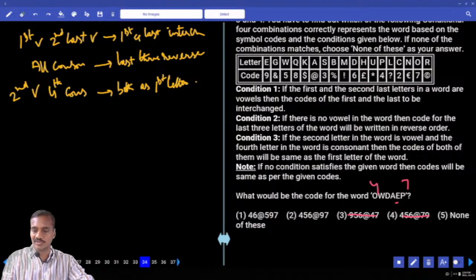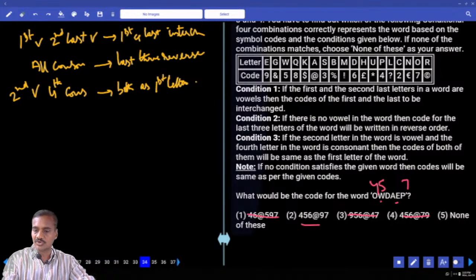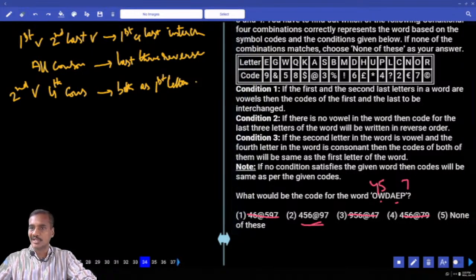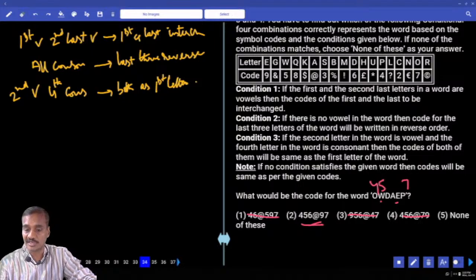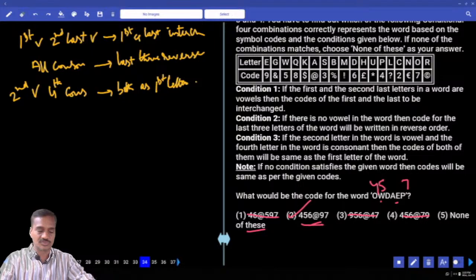Now we are left with the remaining. The second element is W. What is the code for W? 5. So we have 4, 5, 7. Then check the remaining elements to see whether the letters match. If none of these match, you can directly go for this choice. You need to check the choices.